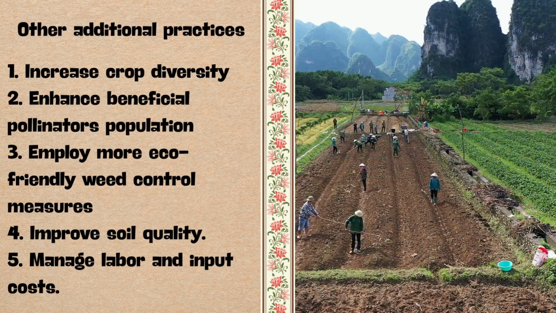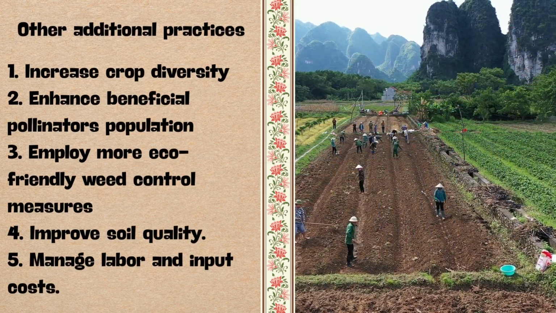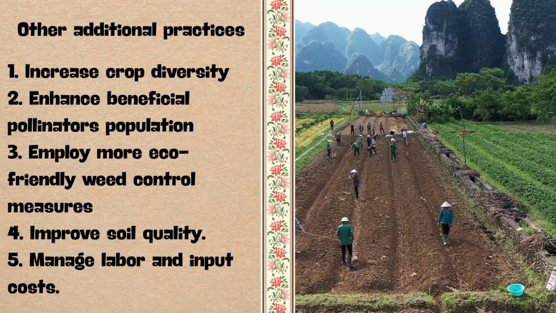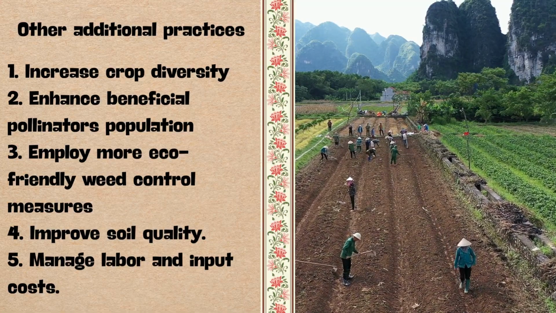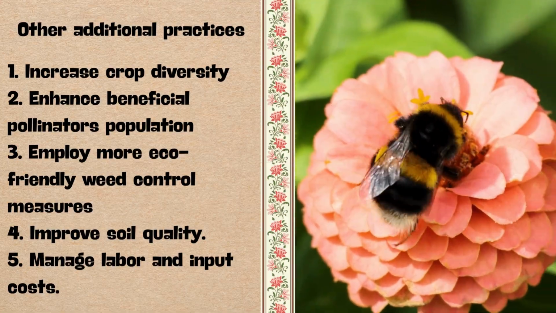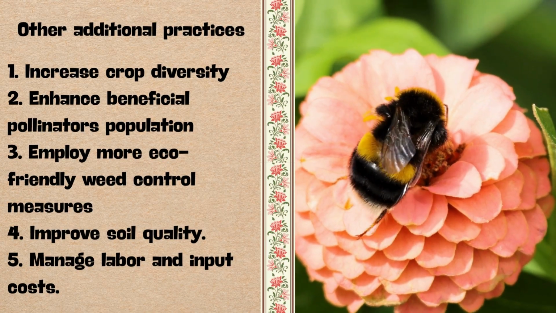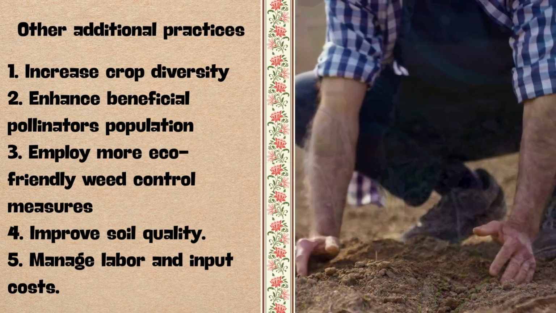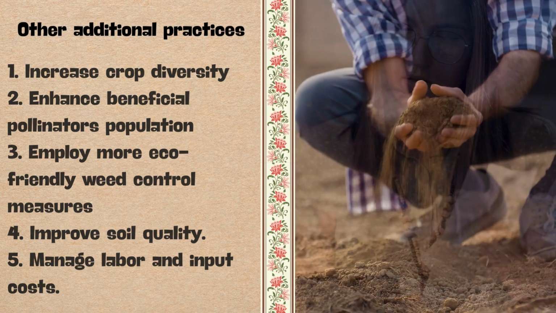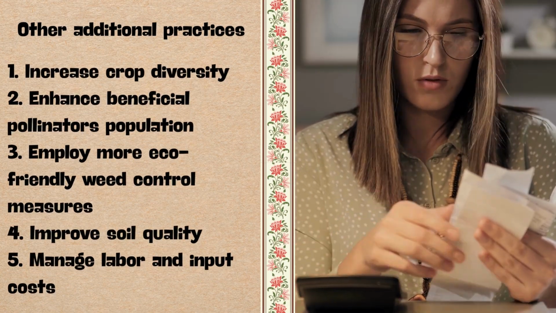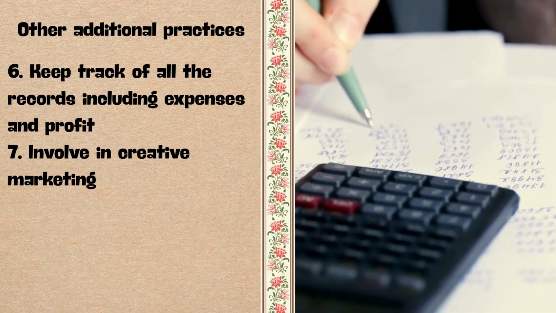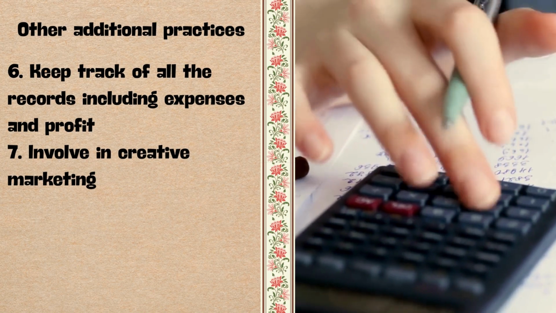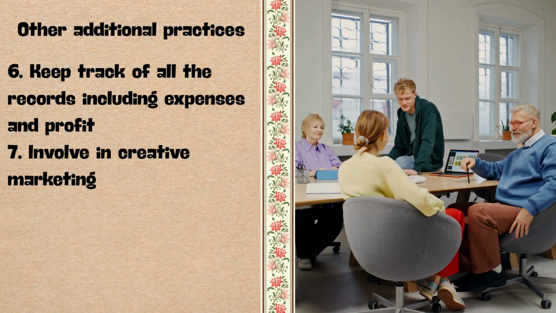Here are other additional practices to increase crop productivity and farm profitability. 1. Increase crop diversity. 2. Enhance beneficial pollinators population. 3. Employ more eco-friendly weed control measures. 4. Improve soil quality. 5. Manage labor and input costs. 6. Keep track of all the records including expenses and profit. 7. Involve in creative marketing.